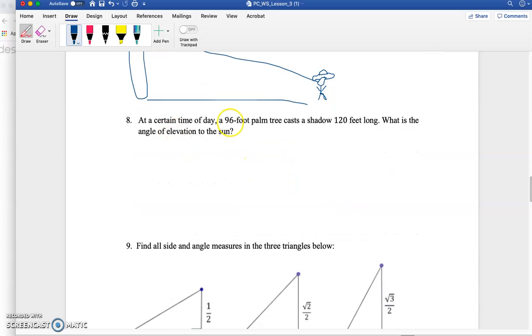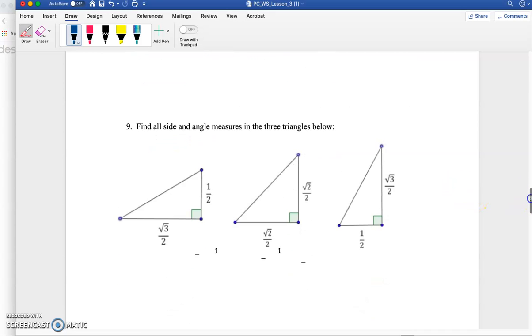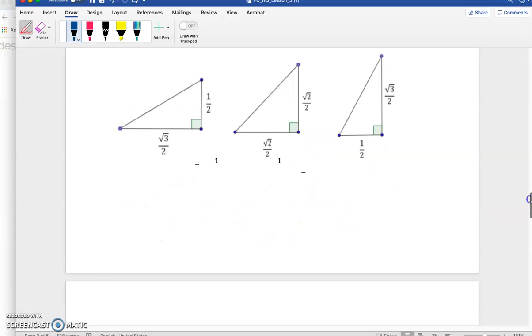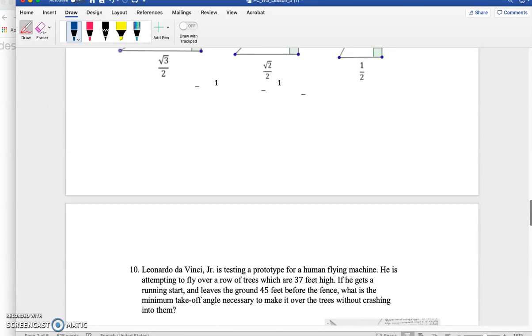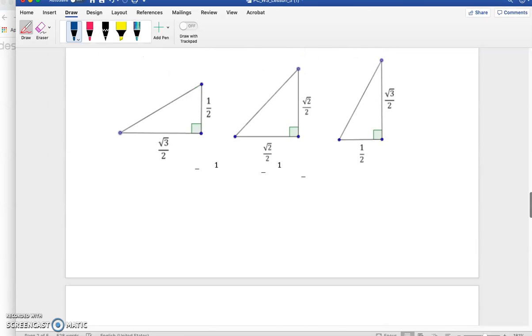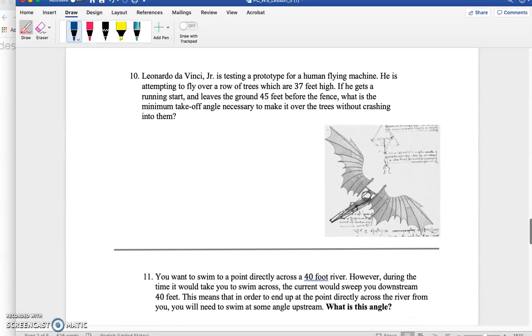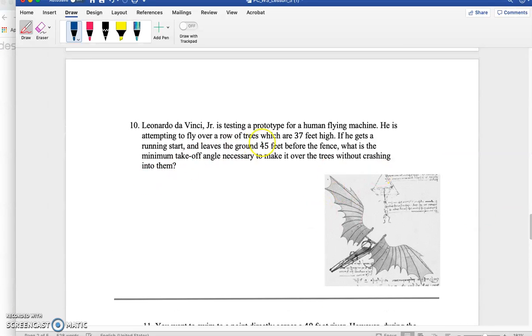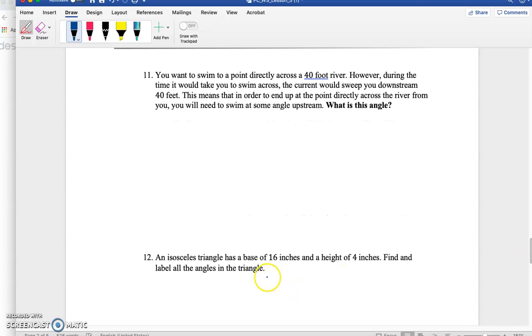At a certain time of day the shadow is 96 feet from the trunk, like you have a palm tree that casts a shadow. What is the angle of elevation? Again, you're looking for the angle. So that's another inverse. Find all side measurements in the 3 triangles below. That could be using the Pythagorean theorem if you want. Actually, those are special right triangles, just FYI, so you can look up special right triangles. And then more finding the angle. If he's running start, what is the minimum takeoff angle? And then lastly, 2 more.